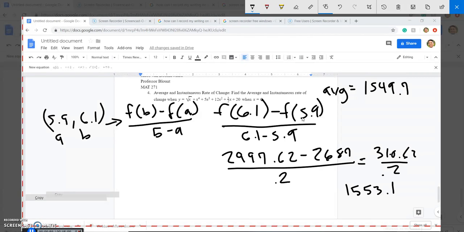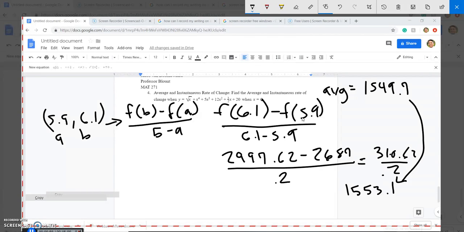And as you can see, these numbers are somewhat close. They're off by about 4 units, but like I said again, they're not always going to be the exact same, but they're going to be fairly close because the instantaneous rate of change is just at one moment, while the average is accounting for all the slopes across the curve.